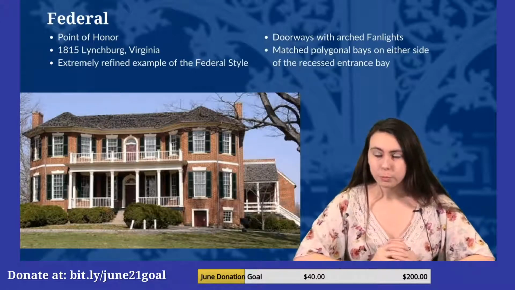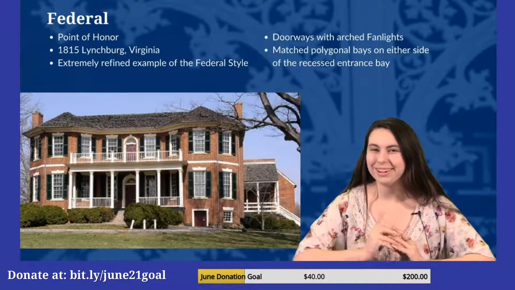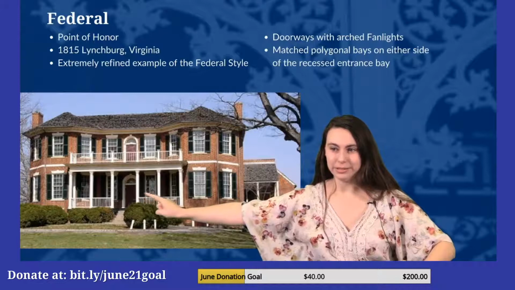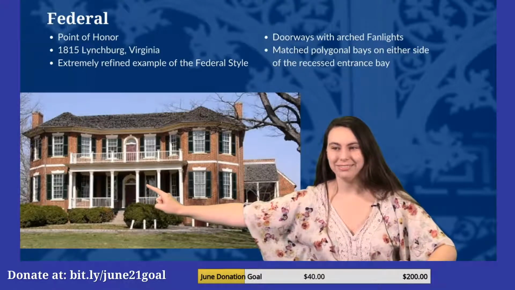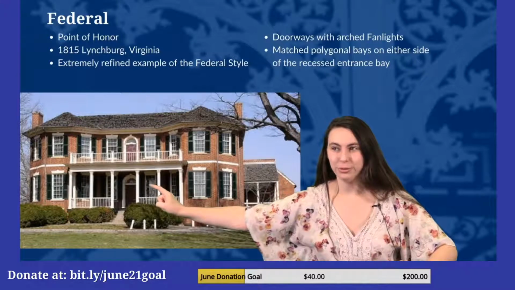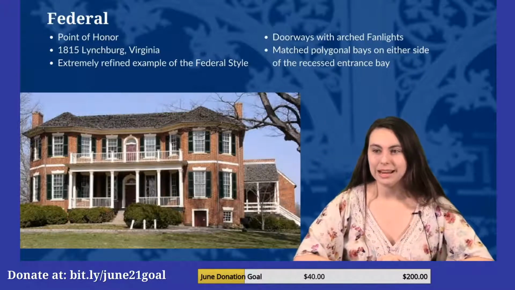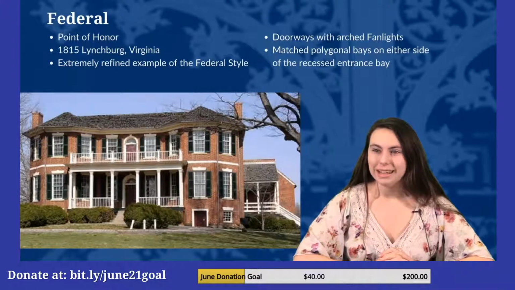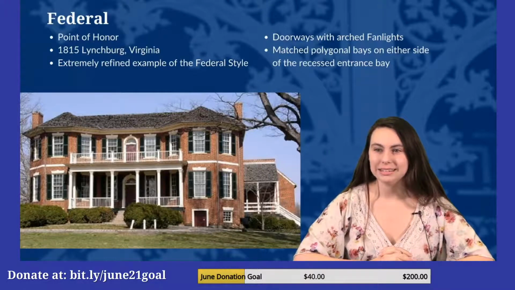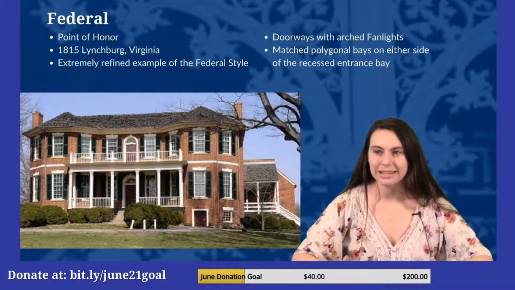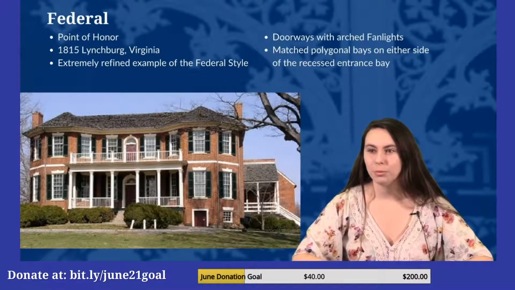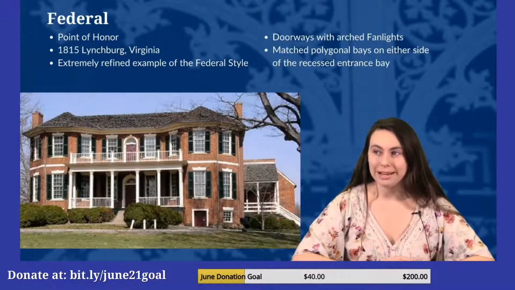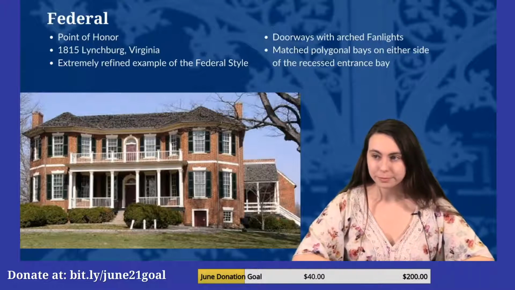One of the hallmarks that I can always identify, I'm like, this is a federal house, is the fan lights over the door. So the glass that kind of looks like an arched fan that goes over the door is called an arched fan light, and that is very much a hallmark of the federal style. And pretty much, the chimneys are on the side. It's a fairly normal roof line that is gabled on either side. This one has the matched polygonal bays on either side of the recessed entranceway.